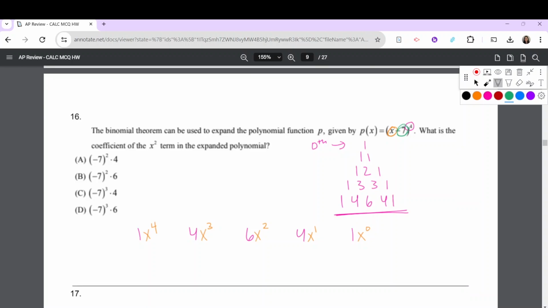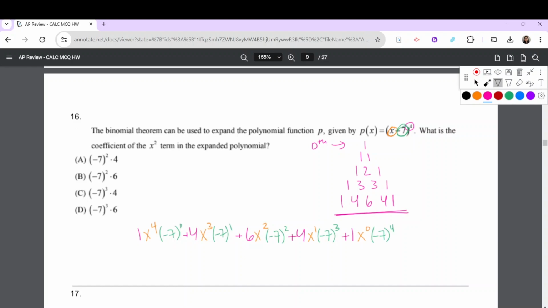And you do have to take that minus sign with it. So since it's negative, I need to go negative 7 to the 0, negative 7 to the first, negative 7 squared, negative 7 cubed, and negative 7 to the fourth power. Okay, so now I have each of my terms.